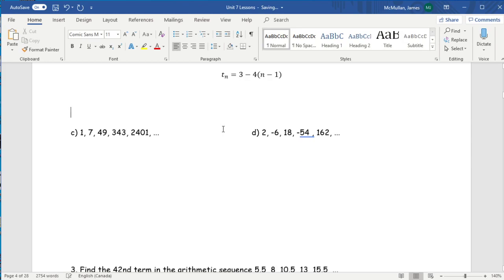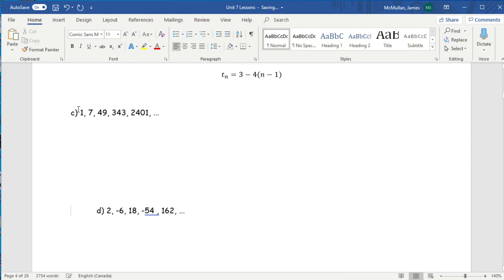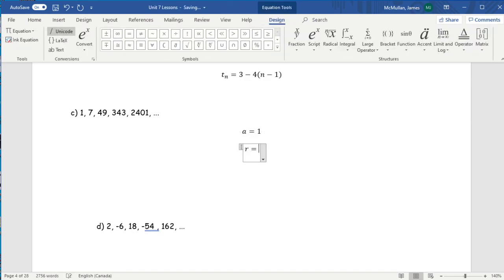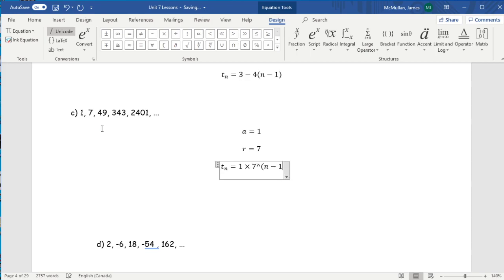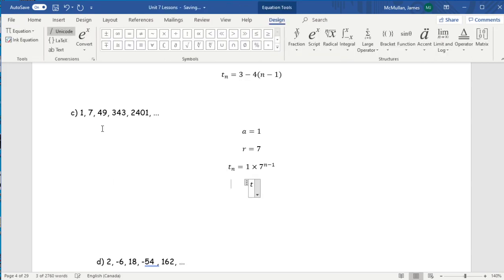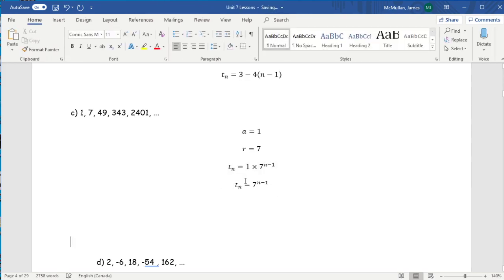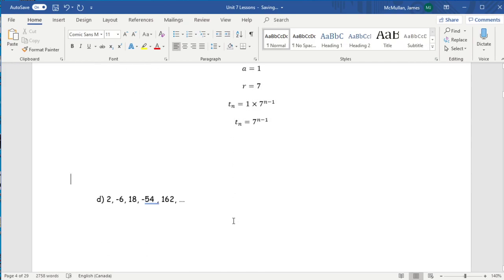Okay, this next one. This one is geometric because I can see to get from 1 to 7 is multiplied by 7. To get from 7 to 49 multiplies by 7 again. So a is 1, r is 7, and the general term is simply 1 times 7 to the power of n minus 1. Okay, and again, you can just clean that up because you don't really need the 1, and you would get that. So that would be the general term for that one.